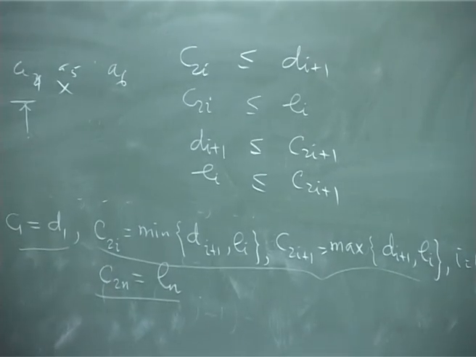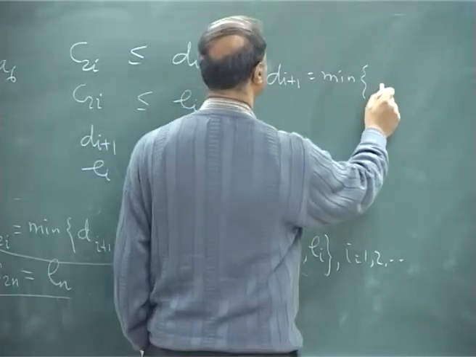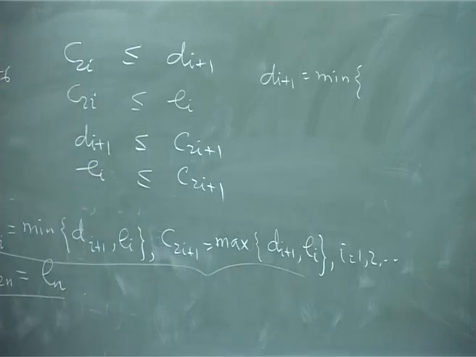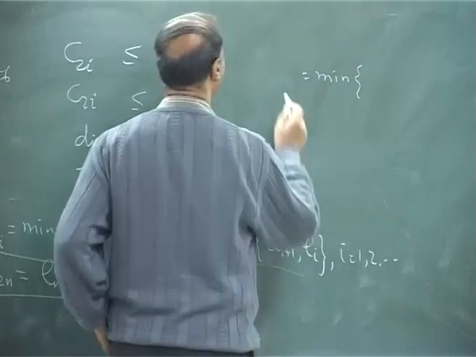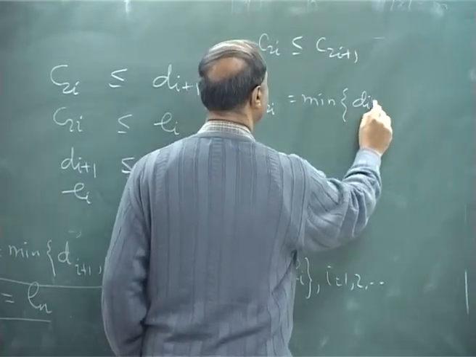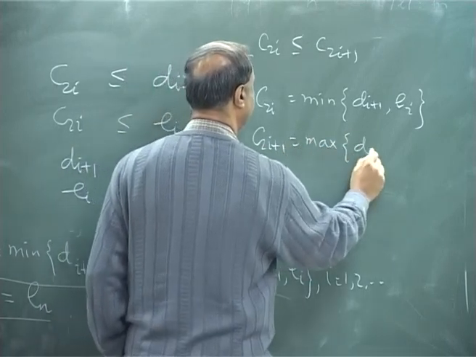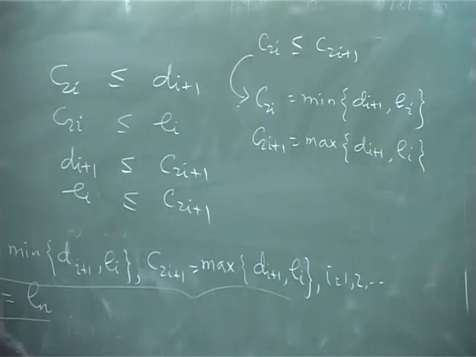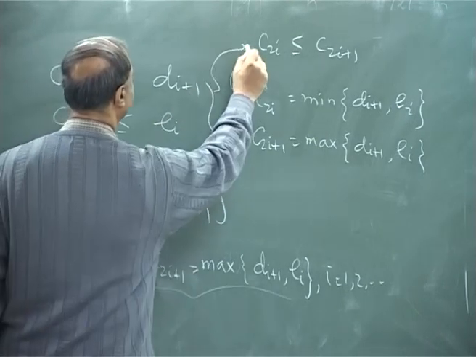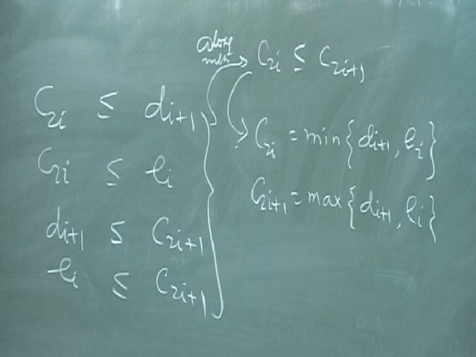So combining these four equations, you can write that di plus 1 is the minimum of... not di, Ci is C2i, because you know that C2i is less than equal to C2i plus 1, so from there you can write di plus 1, ei, and C2i plus 1 is the maximum of di plus 1, right? Combining these four equations along with this, you can easily prove this. So the odd even merge technique correctly merges two sequences A and B and stores it in sequence C.